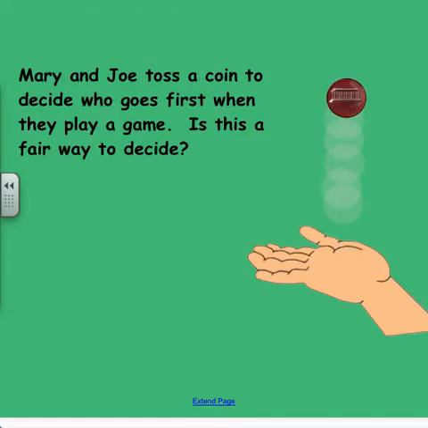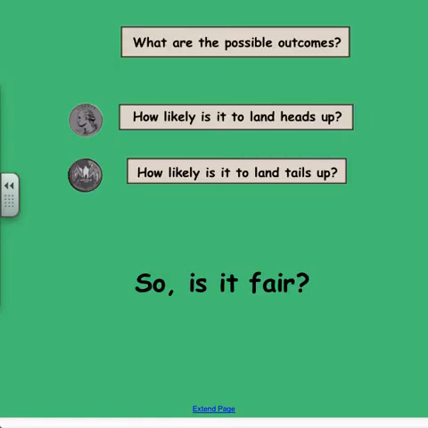Mary and Joe toss a coin to decide who goes first when they play a game. Is this a fair way to decide? We're going to do an activity on the next screen to think about this question.